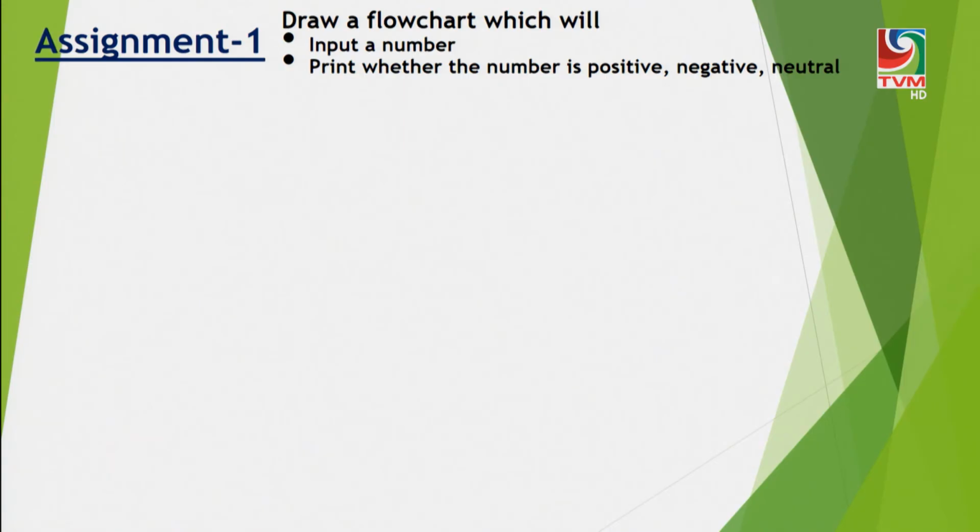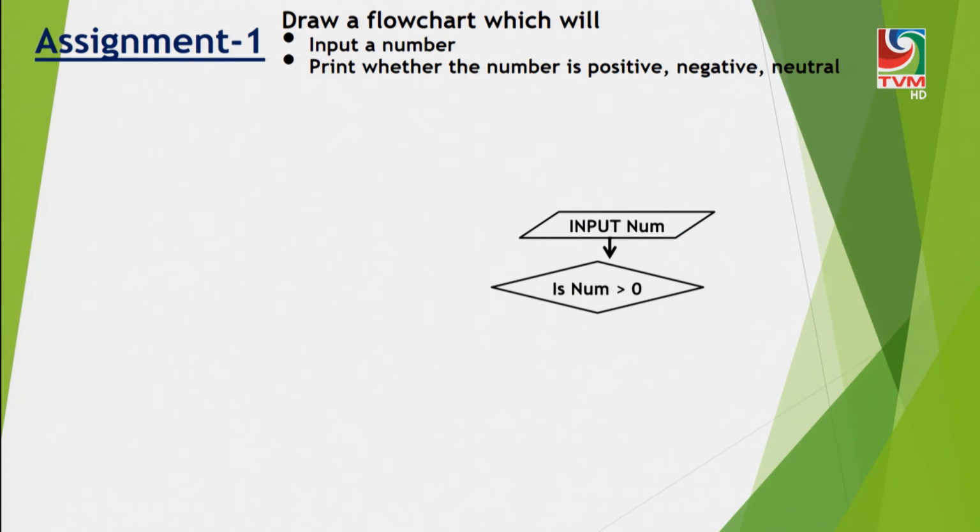Now, one more question from drawing flow charts. This question was asked once in O level. Draw a flow chart which will input a number and print whether the number is positive, negative or neutral. Just say input num. You already know how to do that, it is in the parallelogram, and then you check whether the number is greater than 0. Say you input 5. Is 5 greater than 0? Yes, 5 is greater than 0.